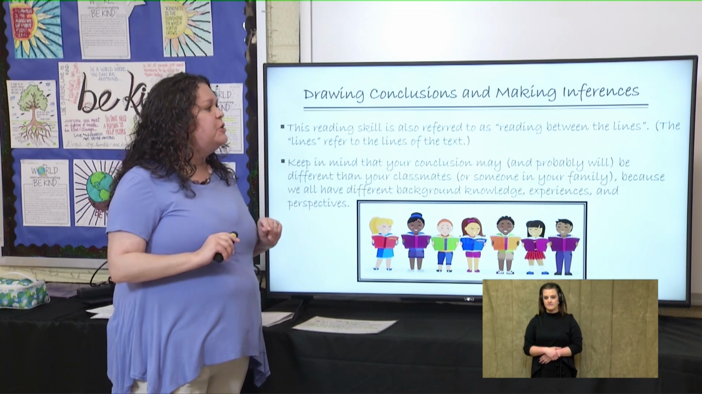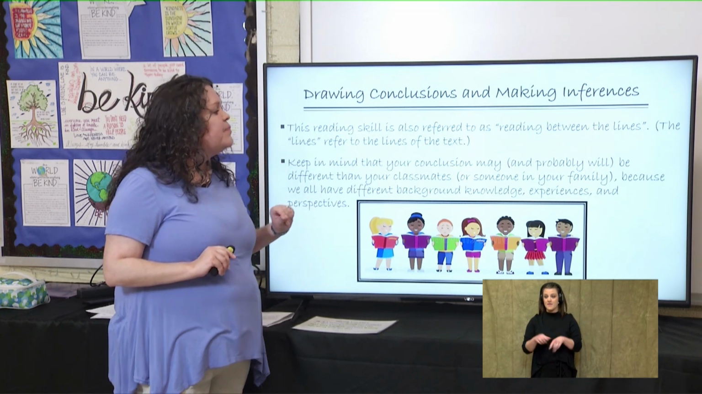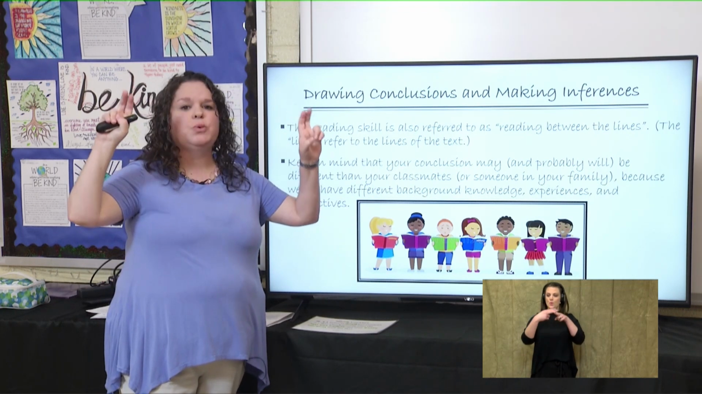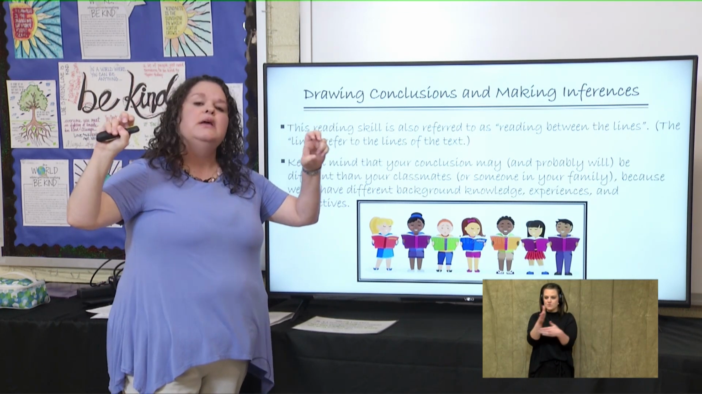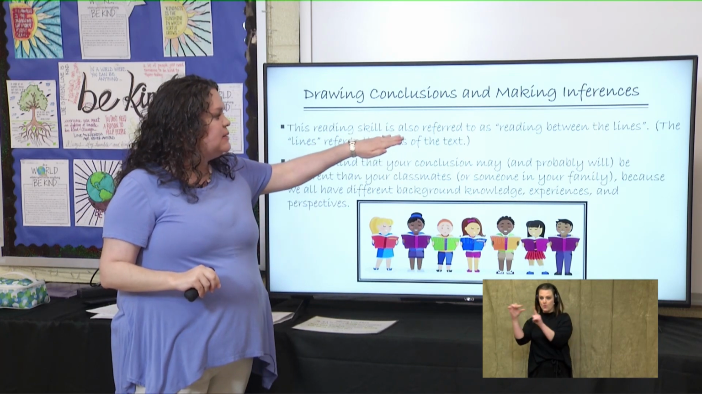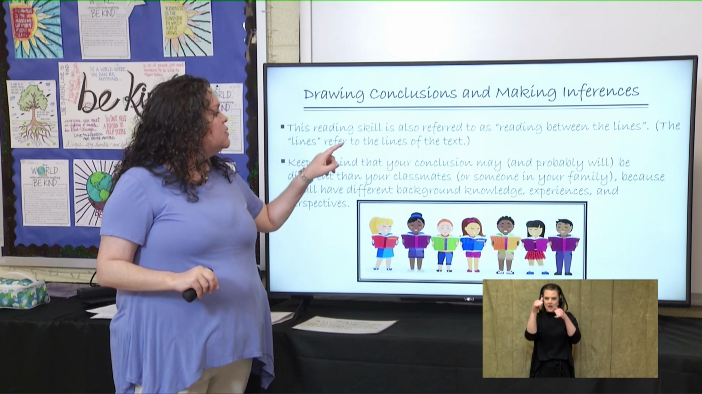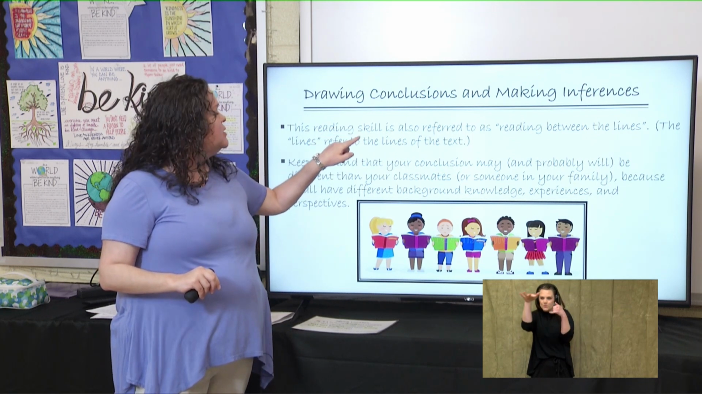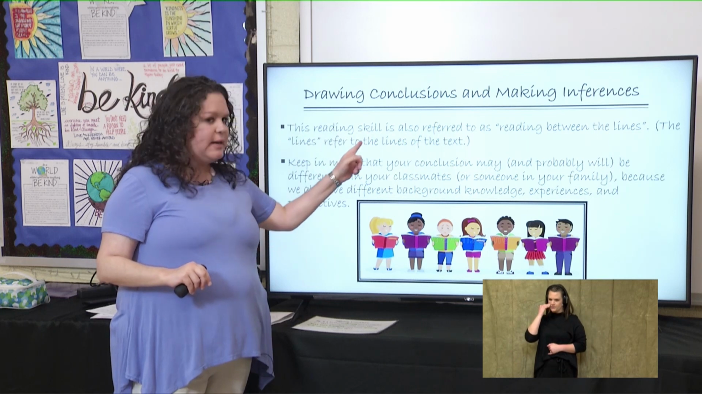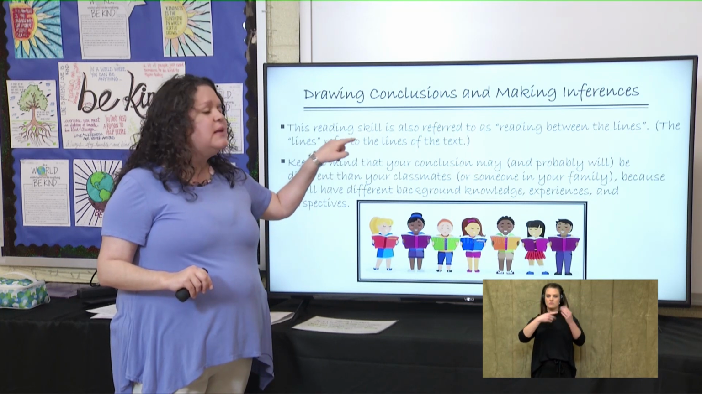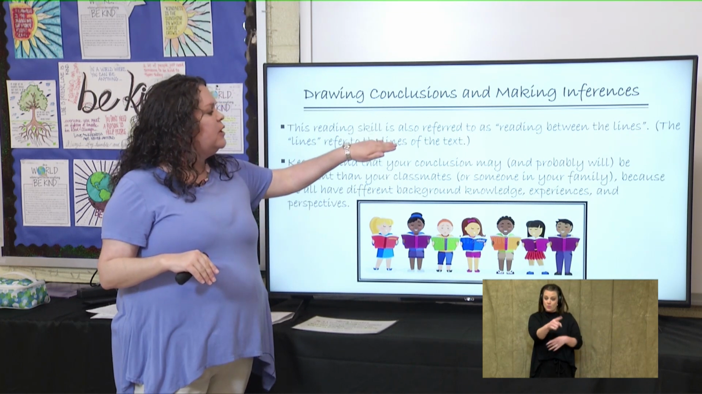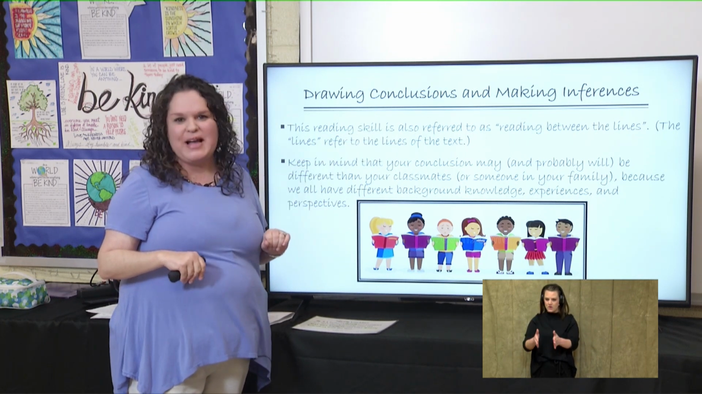Also, drawing conclusions and making inferences is referred to as reading between the lines. Now, the lines are the actual lines in the text. So, in other words, the lines refer to the actual reading. It means that you, as the reader, are trying to figure out things that are not directly stated.